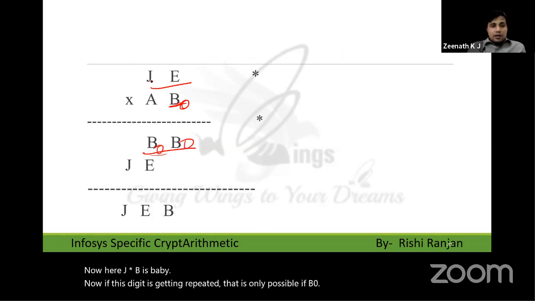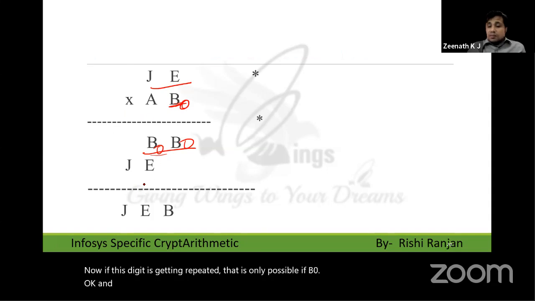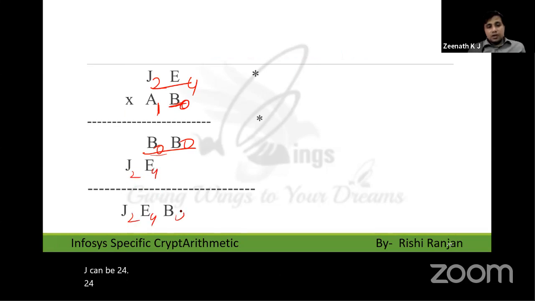Okay? And JE multiplied by A is JE, same digit. That is only possible if A is one. Now JE can be anything. JE can be 24. 24 into 10 is 240. JE can be 32. 32 into 10 is 320. JE can be 34. 34 into 10 is 340. So there are many possibilities for JE.